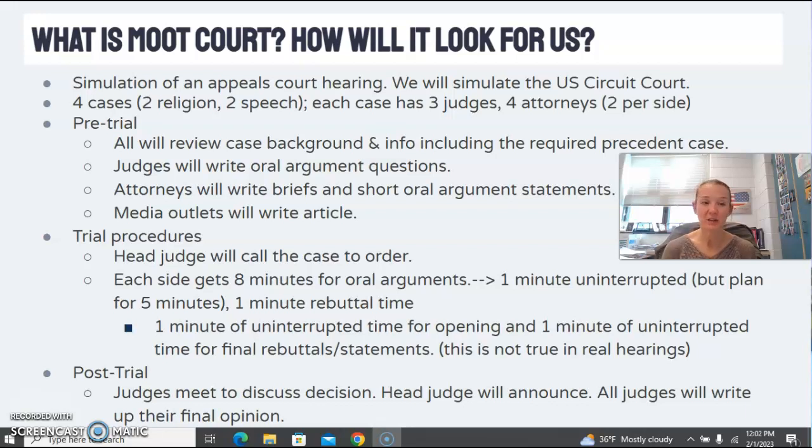If the head judge is not part of the majority, they can delegate the task to a different judge who actually agreed with the decision to announce it. Okay, so I hope that kind of outlines what it is that you're going to do.